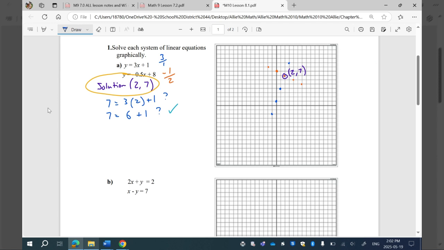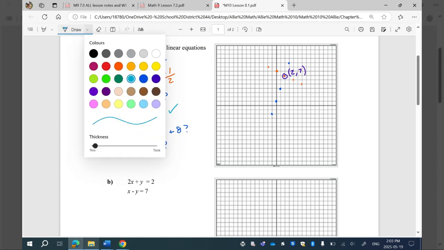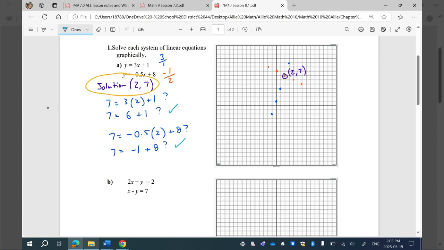So is it true that 7 equals -0.5 times 2 plus 8? Is that true? Is it true that 7 equals -0.5 times 2, which gives us -1, plus 8? Is it true that 7 equals -1 plus 8? Yes, that's true. So we know we did that one correctly.